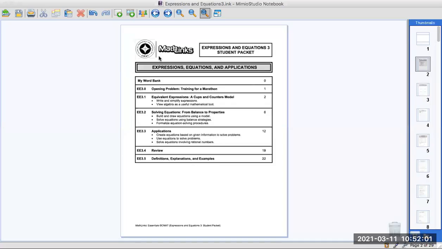Hello, everybody, and welcome to our new book. It is blue and it says Expressions and Equations 3 on the side.